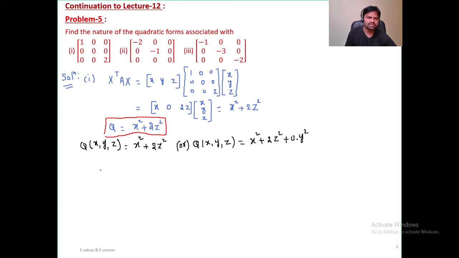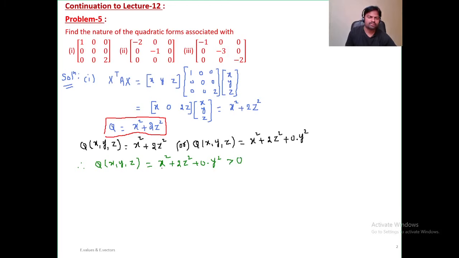Now let us investigate the sign of this quadratic form. So clearly, therefore Q of x, y, z is equal to x square plus twice z square plus 0 into y square, which is more than 0, because all these are positives, right?